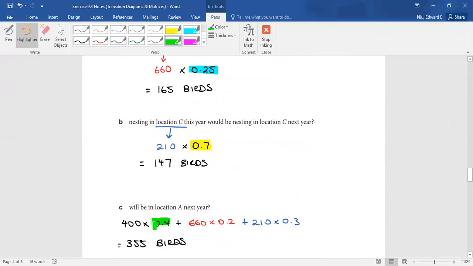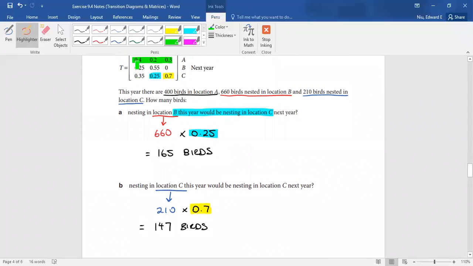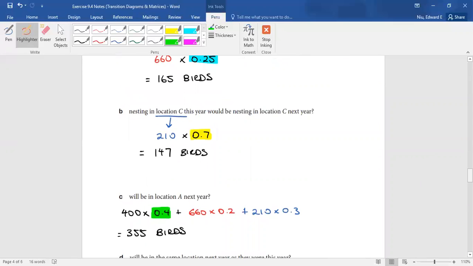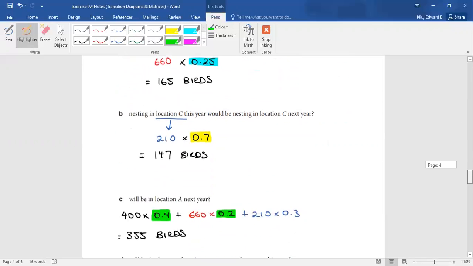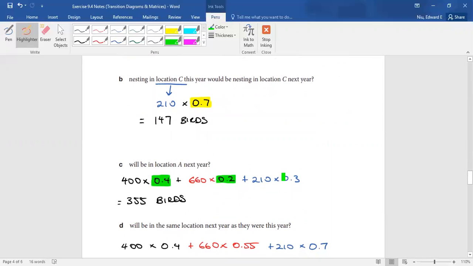So the 0.4 came from the amount that's staying from A to A. The 0.2 came from the amount of birds, the 20%, that's coming from location B. And then the 0.3 represents the 30% that's coming from location C. And you multiply that and you add the answers once you've multiplied it together. And you can see there's going to be 355 birds located in location A next year.